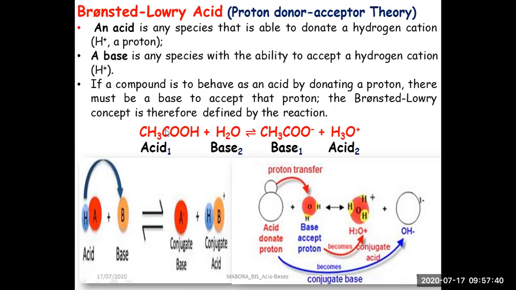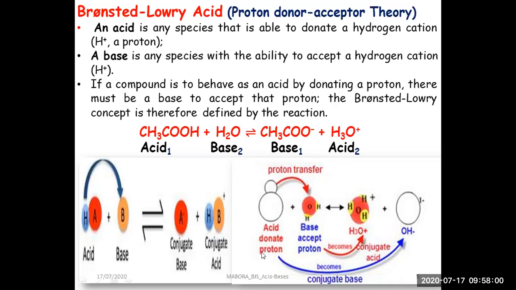For example, acetic acid and acetate anion. You'll find that they have a difference of one proton, and this is a first conjugate acid-base pair. Similarly, H2O and H3O plus, there is a difference of one proton. This is another conjugate acid-base pair.